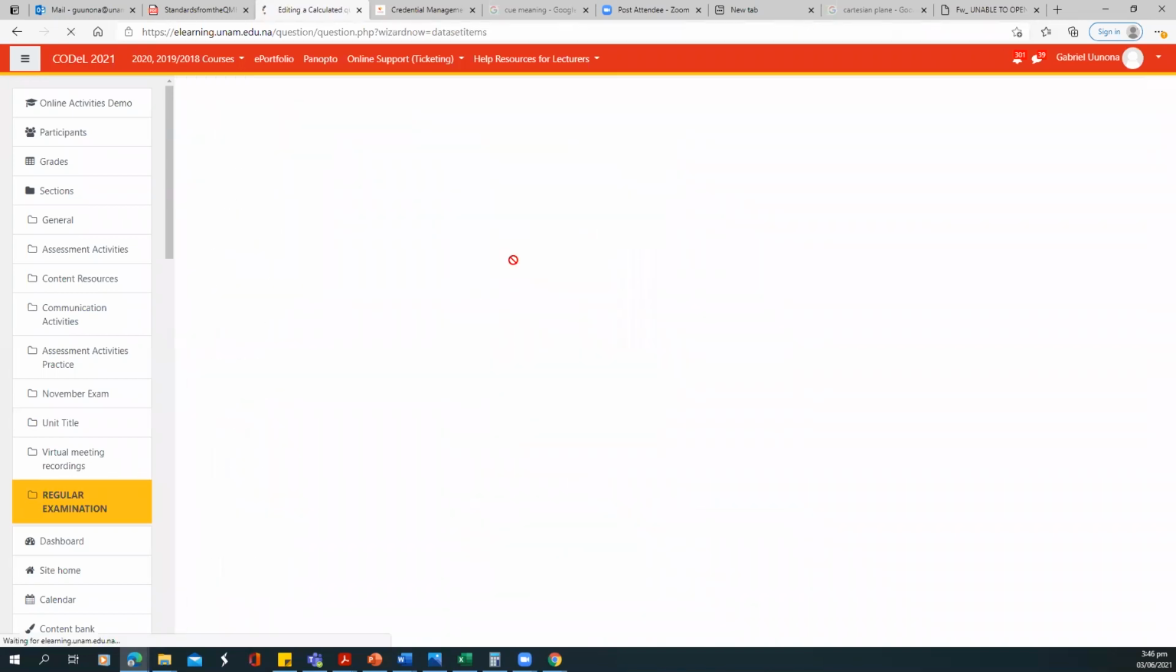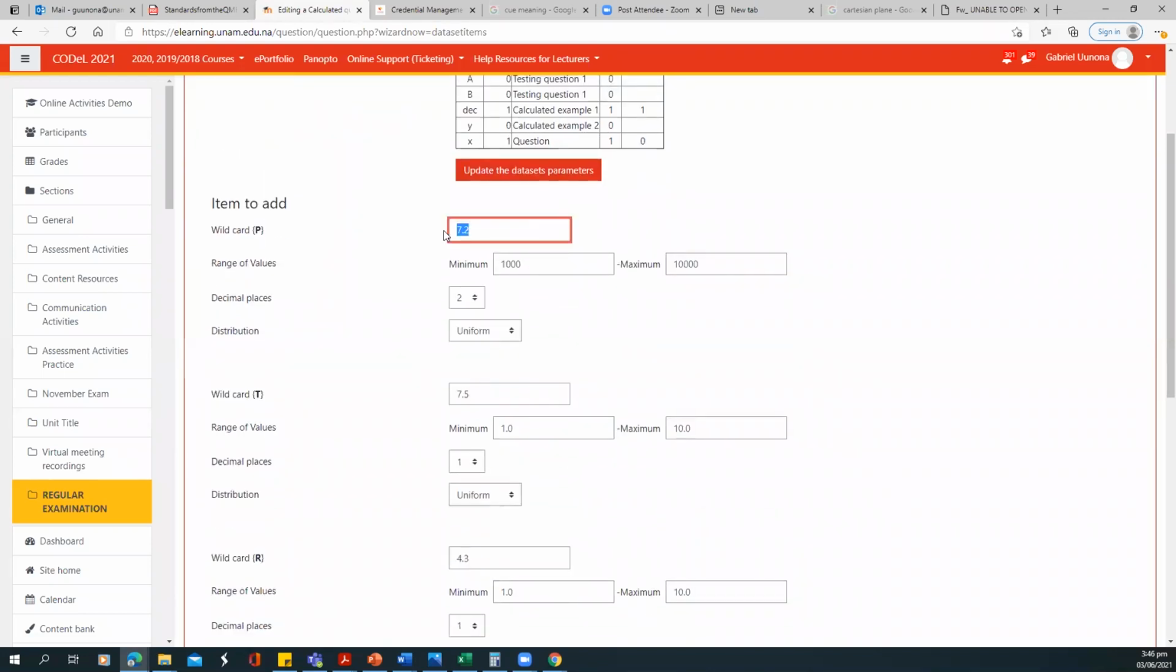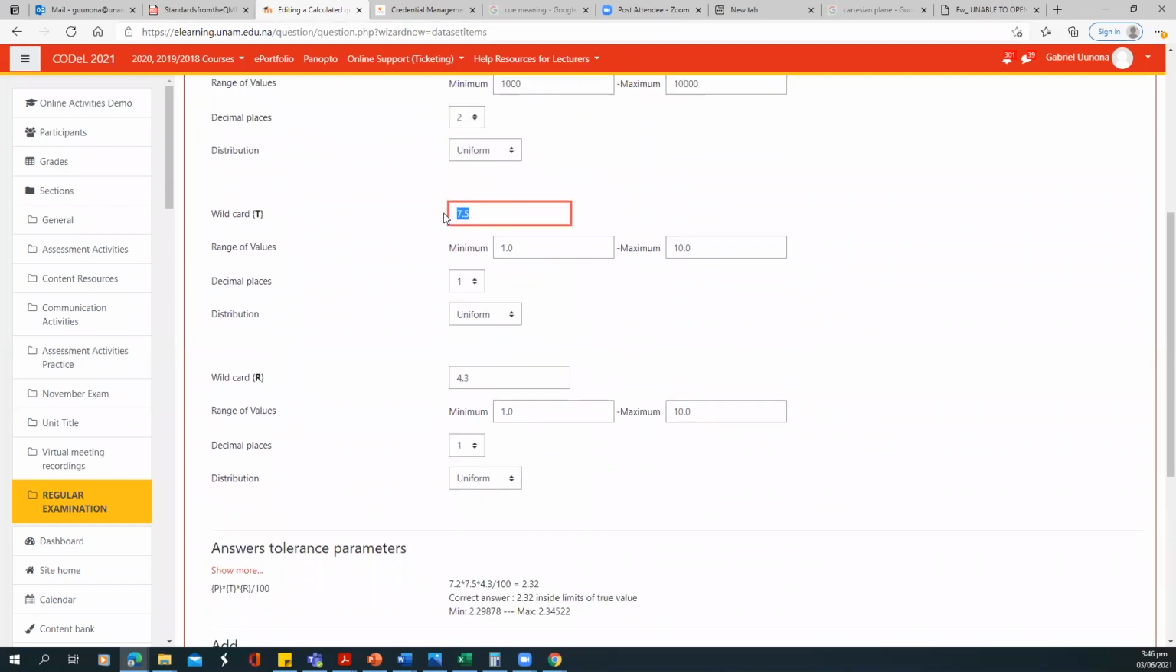Let me just update this data set. There's just one thing that Moodle isn't doing. Supposedly, if I update the data set parameters, it's supposed to adjust this. For example, this is not in this range anymore and it's supposed to go in the range. So I need to change it manually. I can put any random number because it will not affect. Okay, same here. This is time, right?